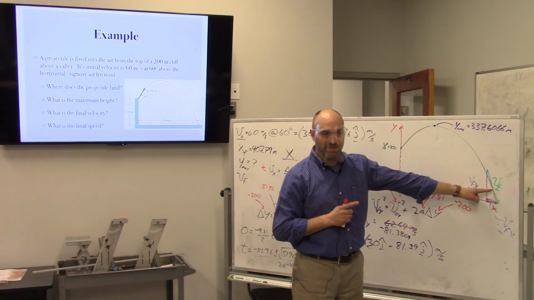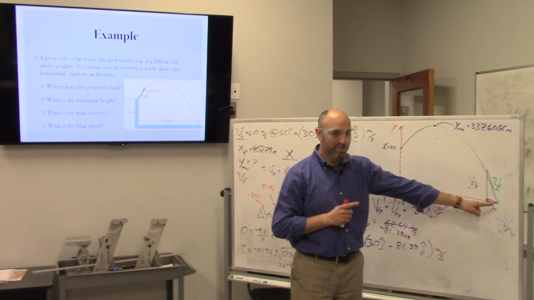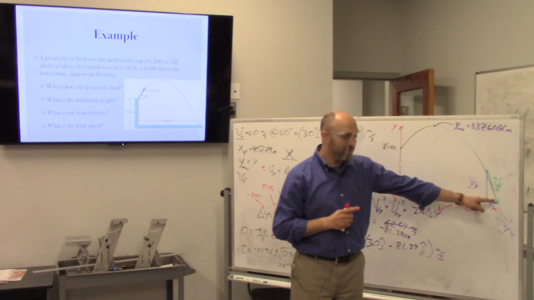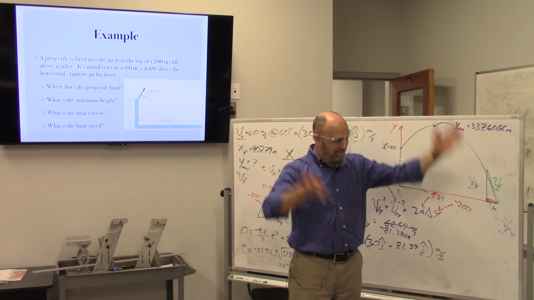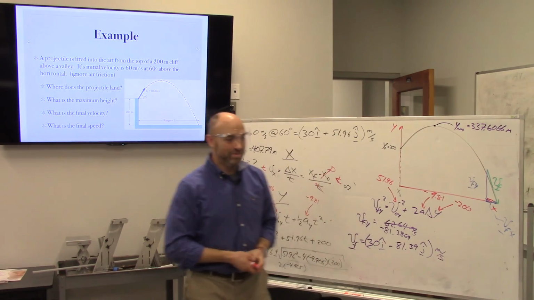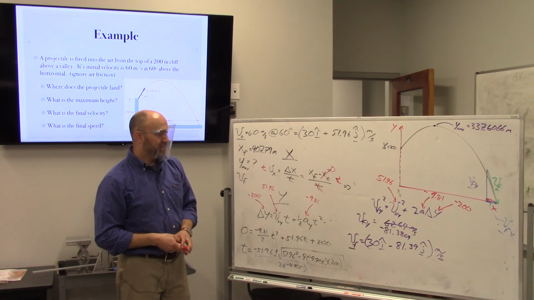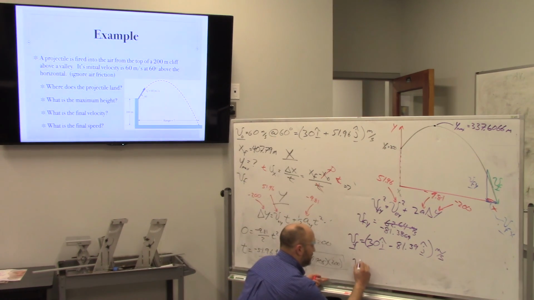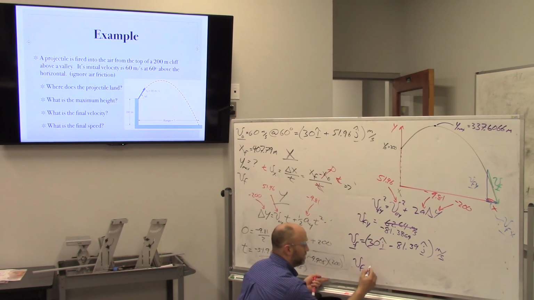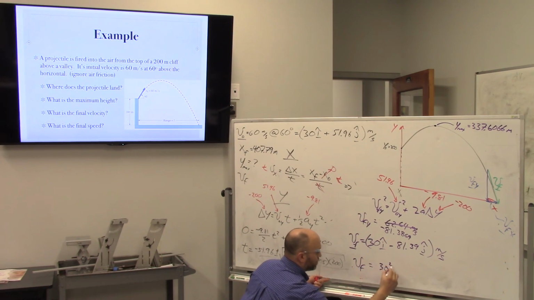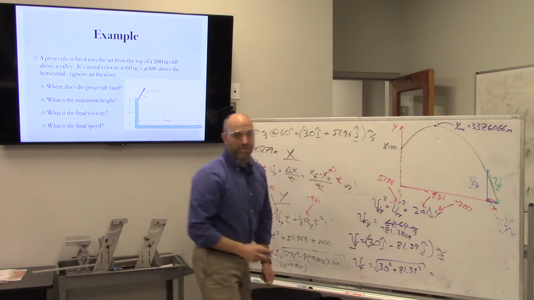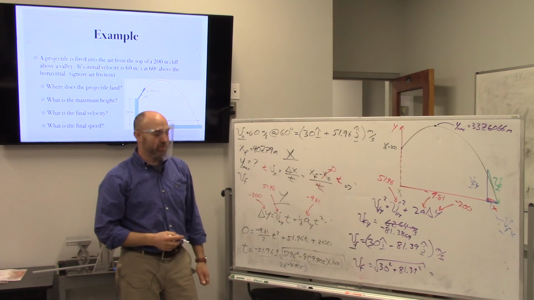Here's the answer. It's the green side. Do y'all see that? It's the green side of the triangle. We've got the X side and the Y side. How do we get the green side? A squared plus B squared equals C squared. Pythagorean theorem. So final speed without the underline is going to be the square root of 30 squared plus 81.39 squared. Pythagorean theorem. A squared plus B squared equals C squared.